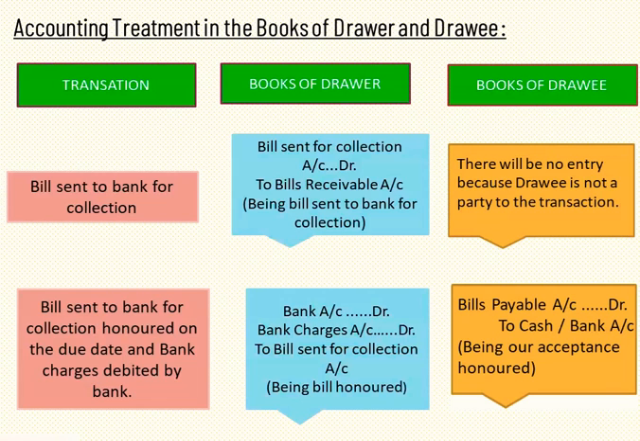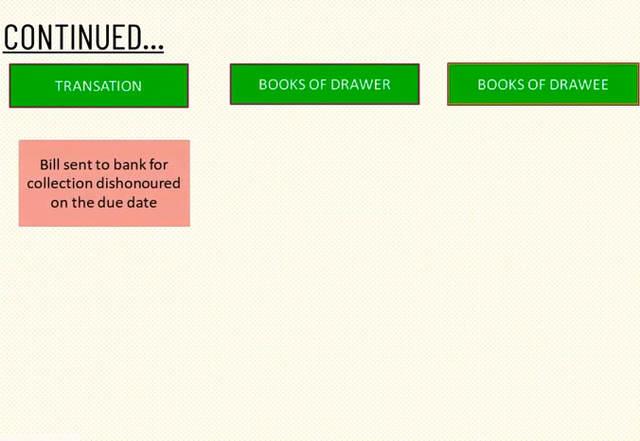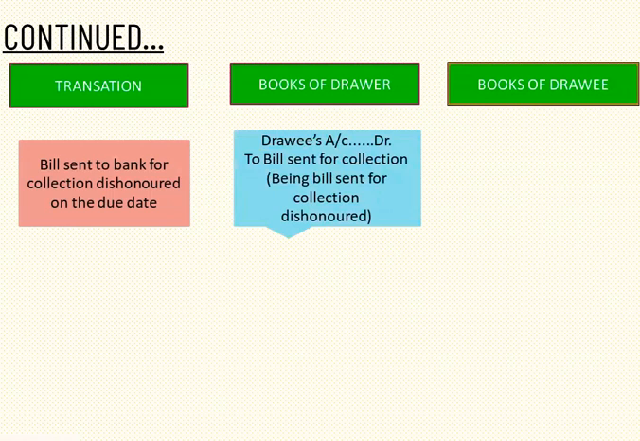Now let us see the next one. Bill sent to bank for collection dishonored on due date. Now this bill that we sent to the bank is dishonored on due date, right? It means again the drawee is not doing the payment on the due date. Let us see the entry in the books of drawer here. Drawee's account debit to bill sent for collection account, because the drawer is going to send this bill to the drawee again, and the drawee is the debtor. And therefore drawee's account debit to bill sent for collection, because the bank is giving this bill back into the drawer's hand and is the giver, and therefore to bill sent for collection account.